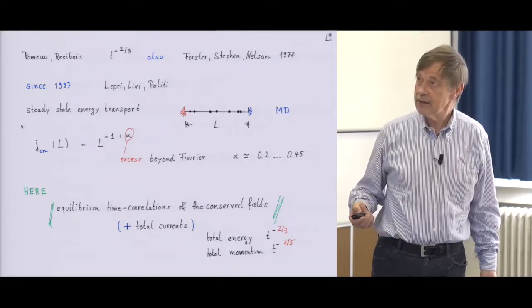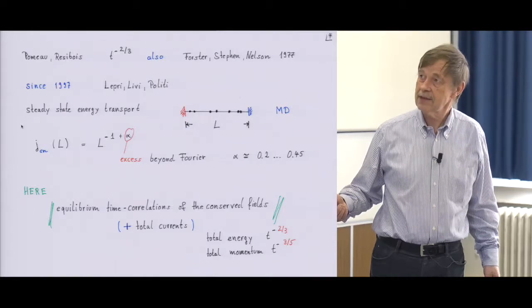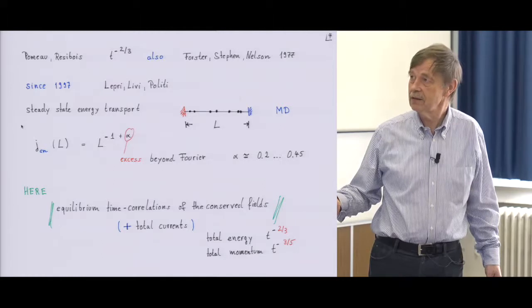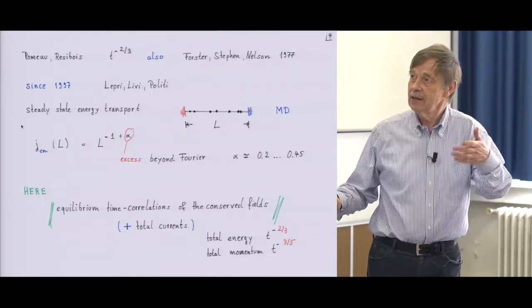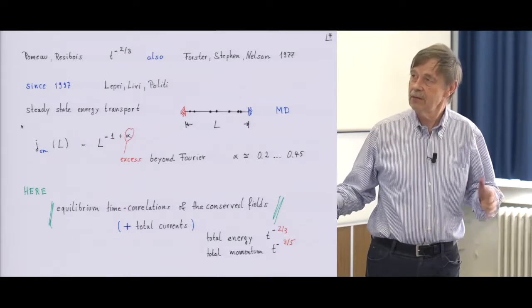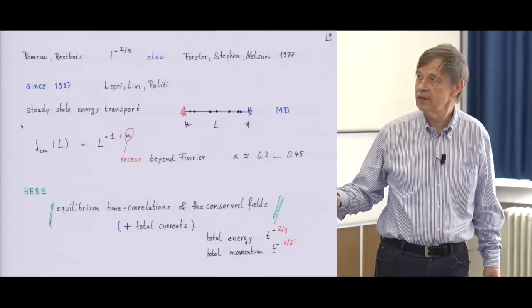But what you find is that actually a little bit more is transported, so there's an excess beyond Fourier, which is usually called alpha. And then they measure numerically this coefficient, and it's clear that it's strictly positive generically, and it depends a little bit on the system. But let's say for a fluid, you always find it strictly positive.